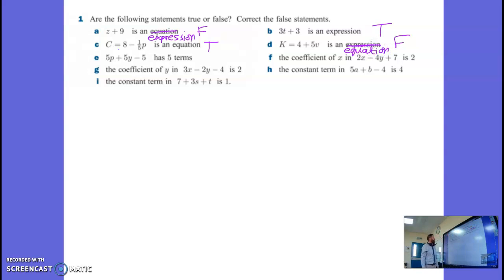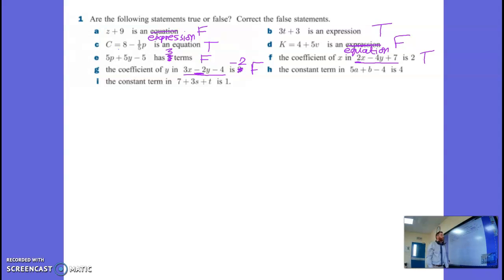5p plus 5y minus 5 has 5 terms. False. It has 3 terms. F, the coefficient of x in 2x minus 4y plus 7 is 2. That is true. The number in front of the x is 2. The coefficient of y in 3x minus 2y minus 4 is 2. No, that's false. And the little tiny thing here is you've got to keep that minus in there. So negative 2 is the coefficient here.